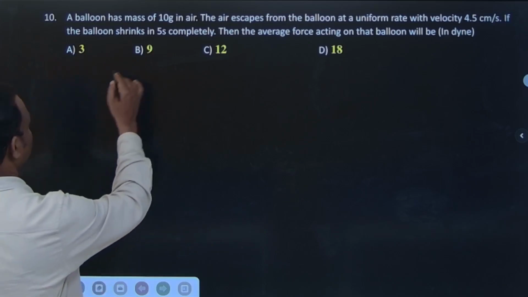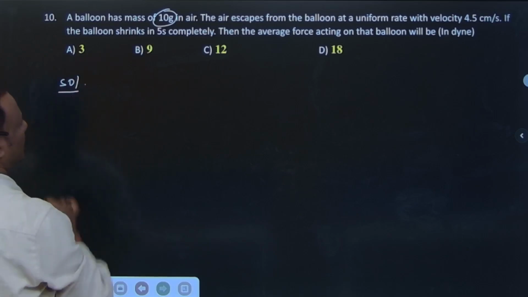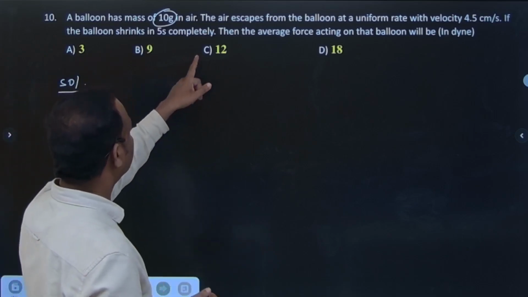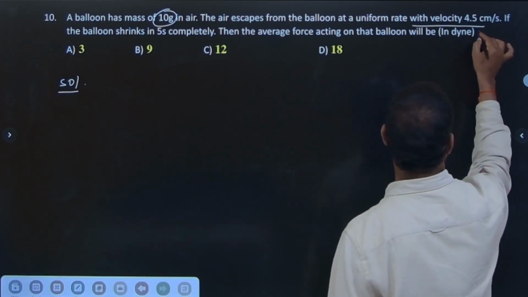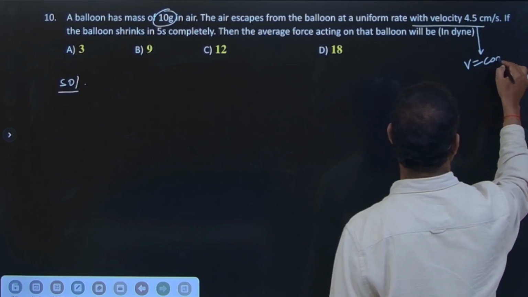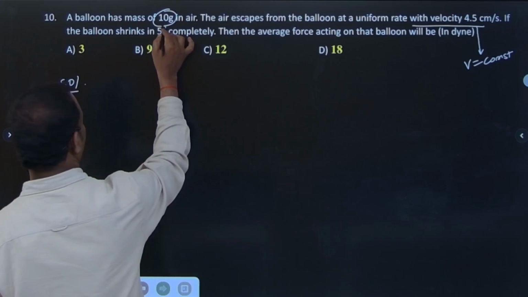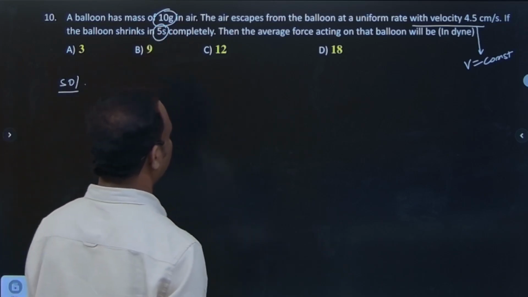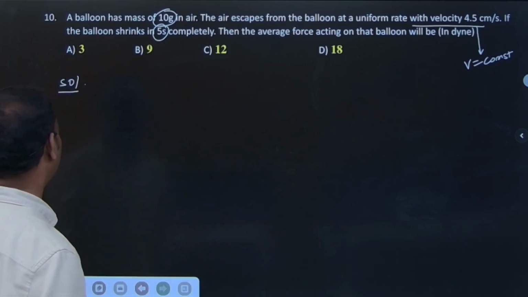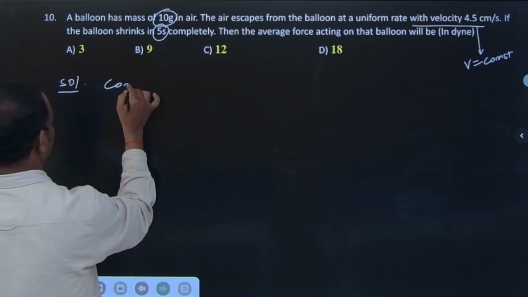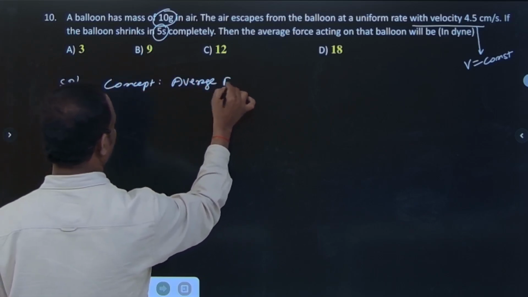A balloon has mass. The mass of the balloon is mentioned. So a balloon of mass 10 gram. The air escapes from the balloon at a uniform rate. This uniform rate means speed is constant, v is equal to constant. So if the balloon shrinks in 5 seconds, okay, t is mentioned completely. The average force on the balloon will be what? It's a variable mass system. So the concept comes from average force.